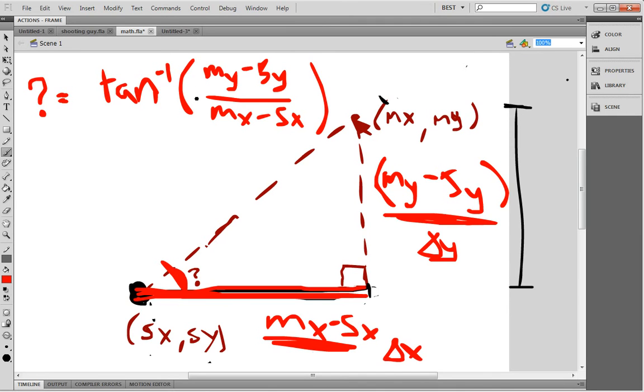The division of this gives us the slope of this line, like you learned it this year. And by doing the inverted tan of that, we are getting the angle. Yes, this is the angle.